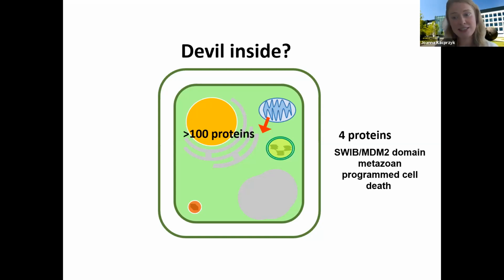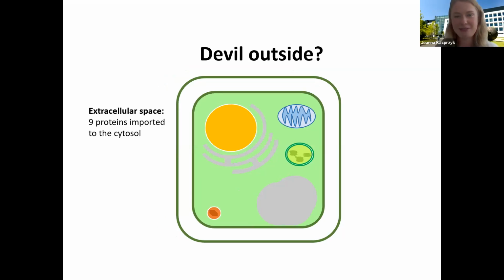And what is really, really exciting is that one of these proteins has an MDM2 domain, which is known to be common in proteins regulating the programmed cell death in the animal kingdom as well. So loads of validation ahead of Jo in her project, but hopefully exciting results. So this is devil inside, but we also have a devil outside hypothesis based on the results.